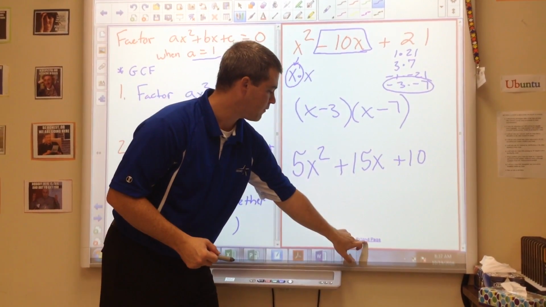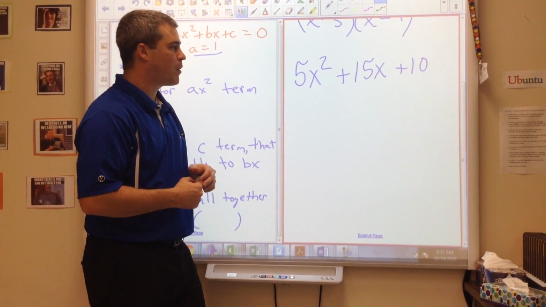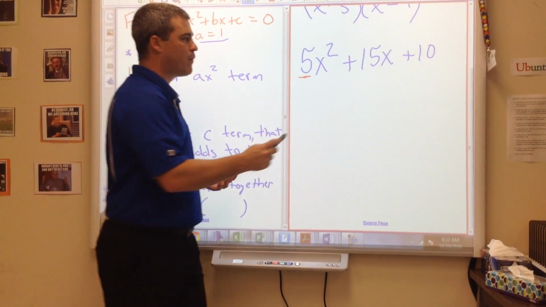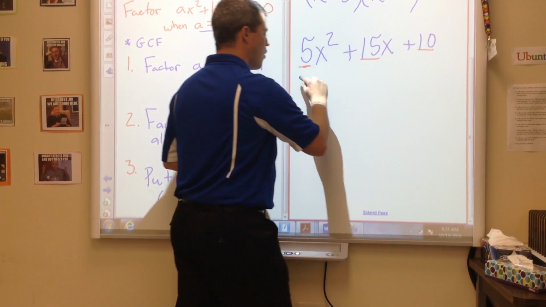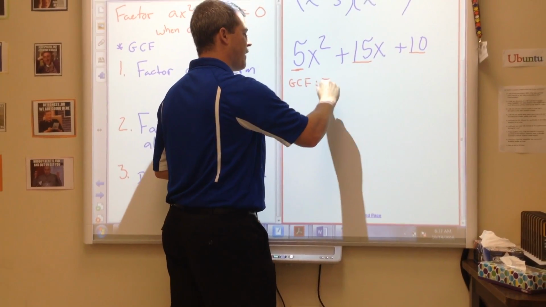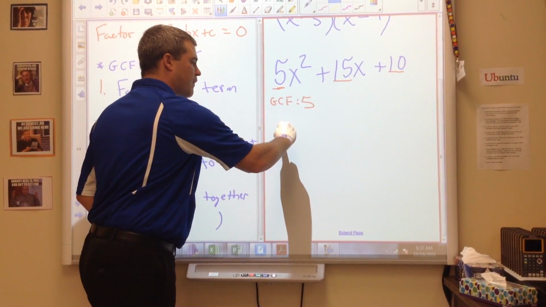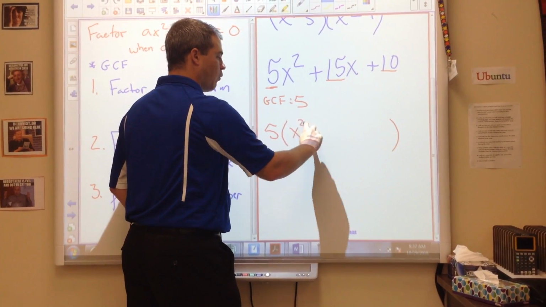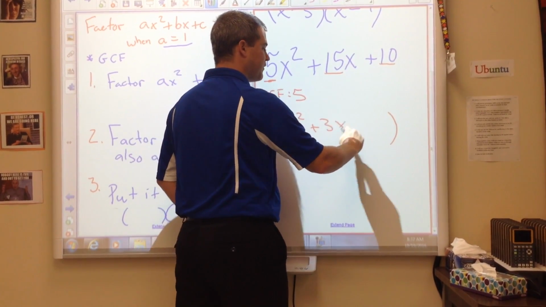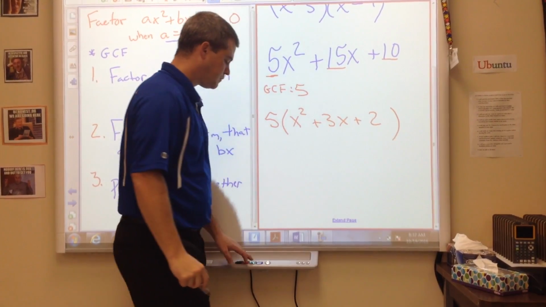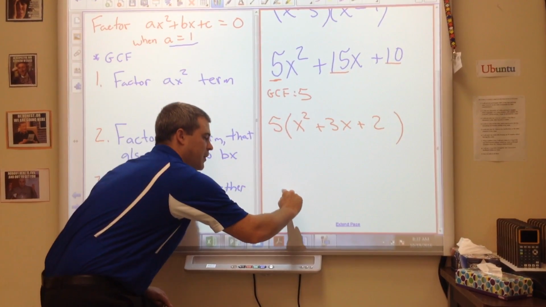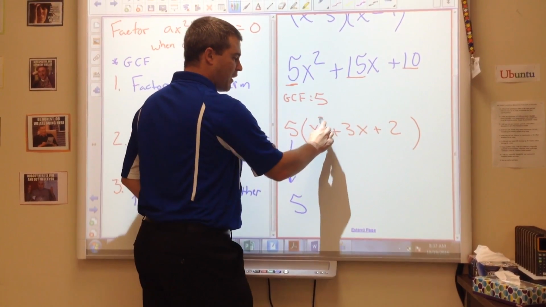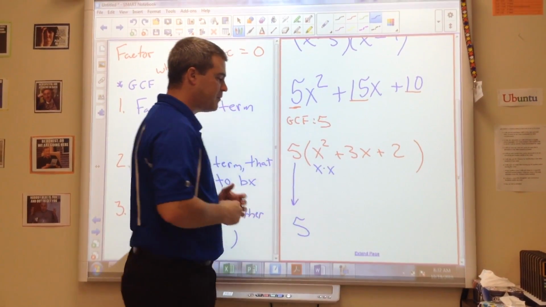In our second example here, 5x squared plus 15x plus 10, clearly you can see this is not 1. However, 5, 15, and 10 all have a GCF of 5. So I'm going to put 5 outside my parentheses, and if I divide each of these numbers by 5, I get 1x squared plus 3x plus 2. Now that 5 is very important. It's going to become part of my final answer, so I'm just going to go ahead and bring it on down. The next step is I factor x squared, x times x.